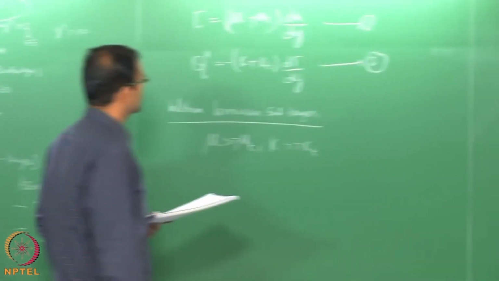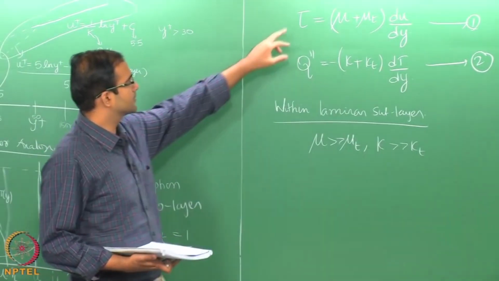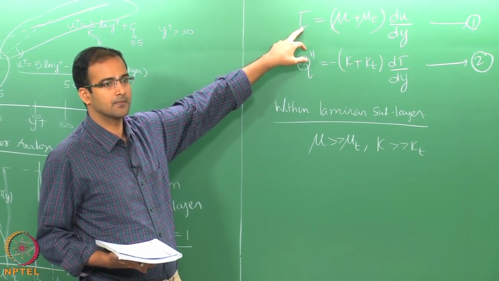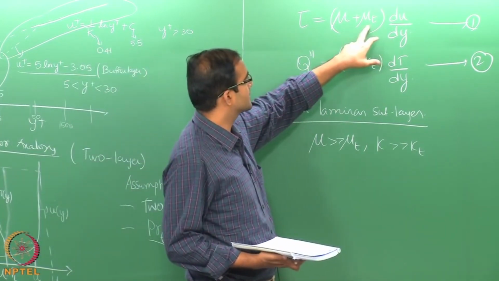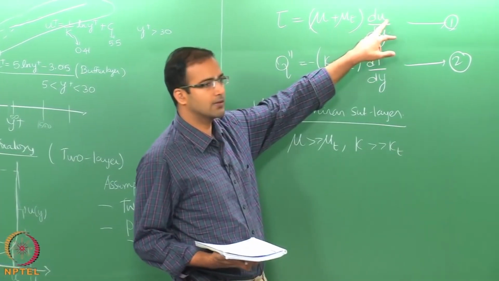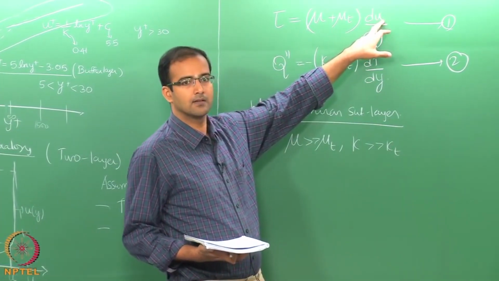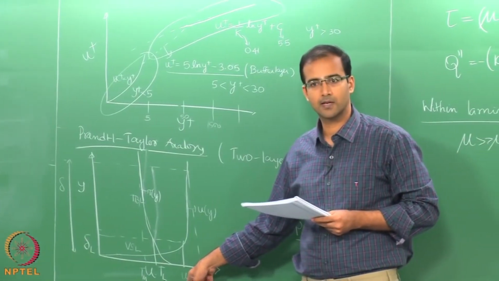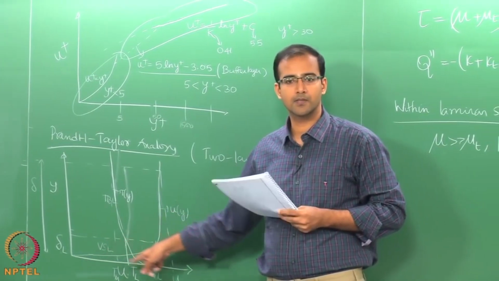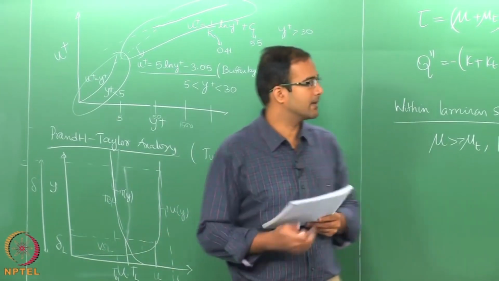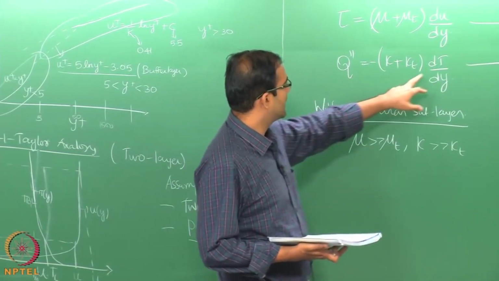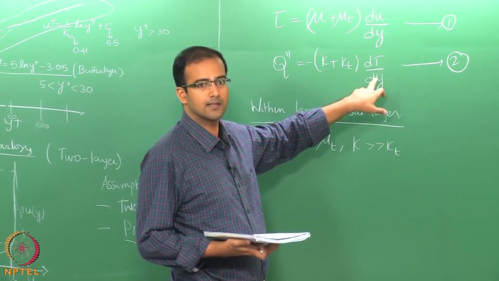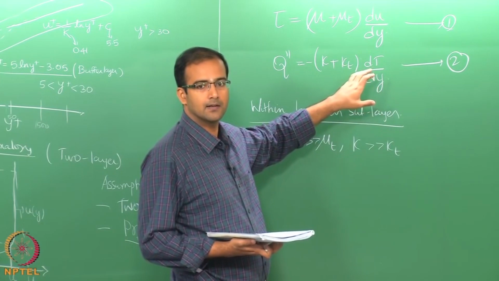So, what do you get if you do that? What will happen to tau? At the wall it becomes tau wall, and mu t is neglected, you have mu, and then u gets integrated from 0 all the way to UL, and y from 0 to delta L. The same way here you have q wall, and this gets integrated from T wall to TL, and this is also 0 to delta L, and then we divide 2 by 1.